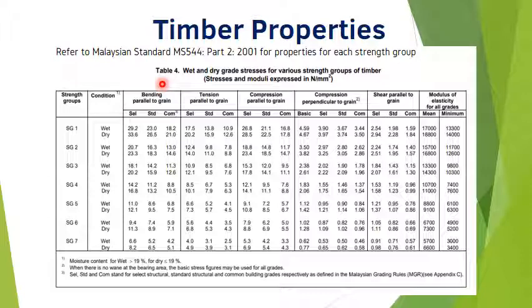Basic strength properties for each strength group can be found in Table 4 of the Malaysian Standard. As we discussed previously, the strength of timber differs according to grain direction. So we have strength parallel to grain as well as perpendicular to grain. The properties also change according to the condition of the timber, whether wet or dry. By having this material properties table, we'll be able to design our timber structure.